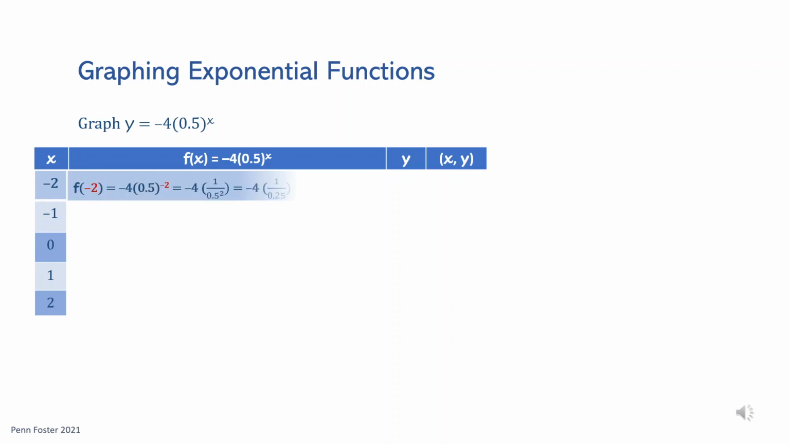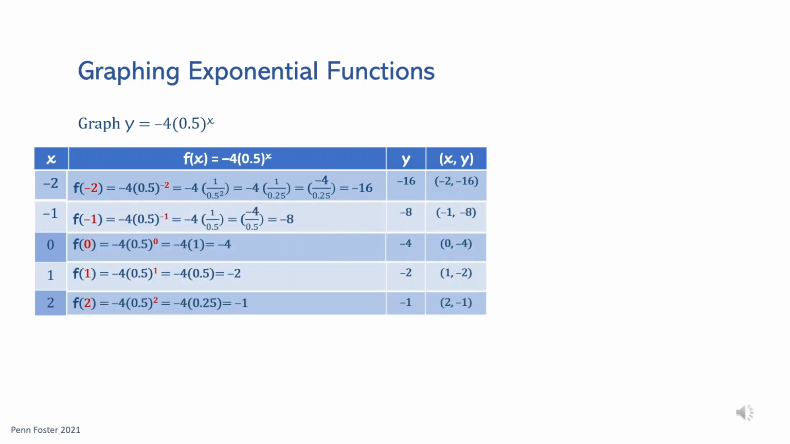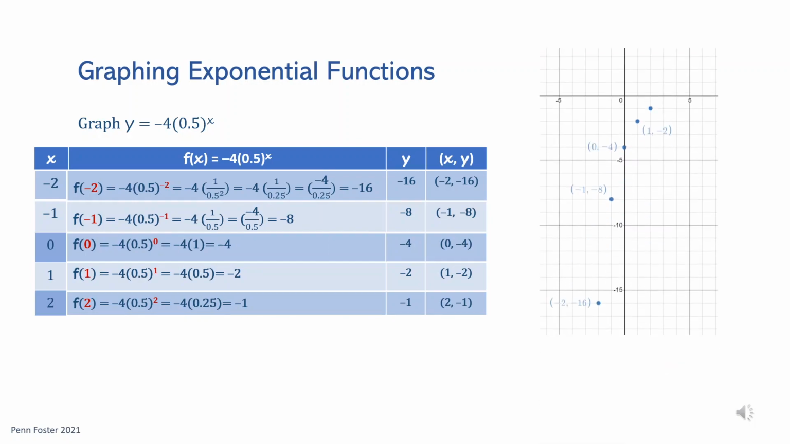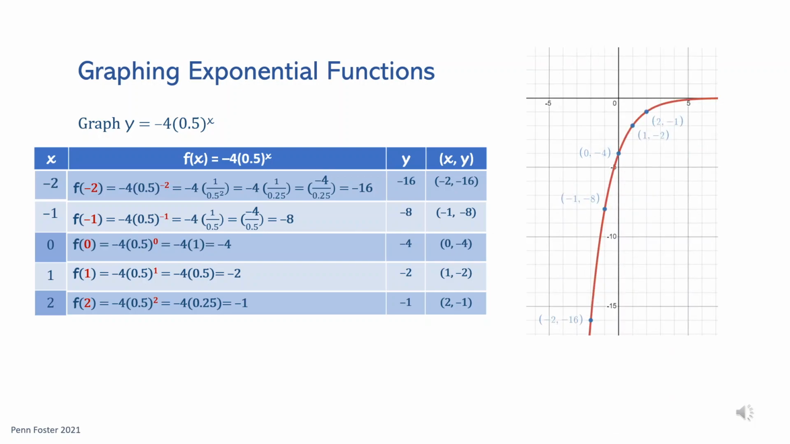Start by plugging in negative 2 into the function. Raise half to power negative 2 first, then multiply that times negative 4. The y value at x equals negative 2 is negative 16. Record the coordinate point and continue on with the remaining x values. Plot the points on the plane, then connect them. The function intersects the y-axis at negative 4, which is again the same as a. This function, though, is located below the x-axis.